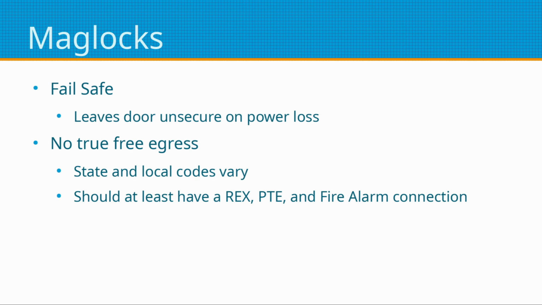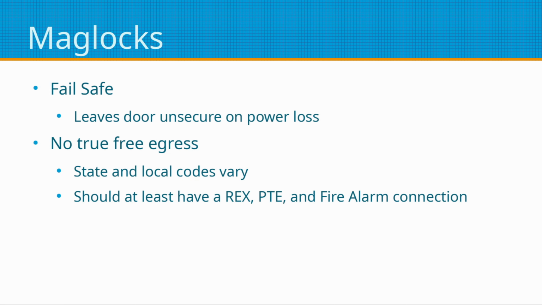So when we talk about this, mag locks are considered fail-safe, in that if they lose power, they become unlocked, and so then the door is unsecure. That's actually a problem, because if you have a power outage, even with battery backup, if the power outage is long enough, your doors will be unlocked. There's also no true free egress. And so that's where I talked about your local jurisdictions may have other policies on whether or not you can even install a mag lock because you can't get out.